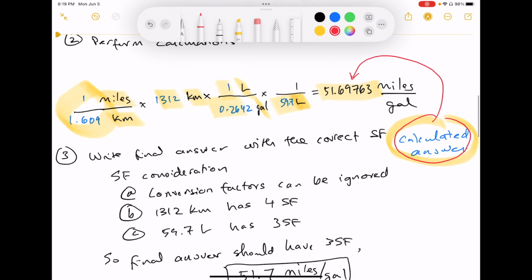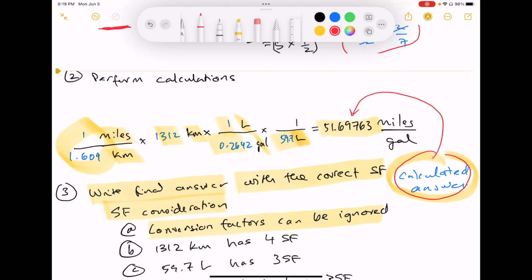So the last step here is we have to write the final answer that has the correct number of significant figures. What do you have to think about when you're worrying about sig fig? First off, all conversion factors can be ignored. So remember, we have two different conversion factors here, this one and this one. We don't need to worry about this in terms of sig fig, okay? I'm not saying don't worry about them in calculation. I'm saying don't worry about the sig figs of these things because they don't affect the calculations of sig fig, okay?